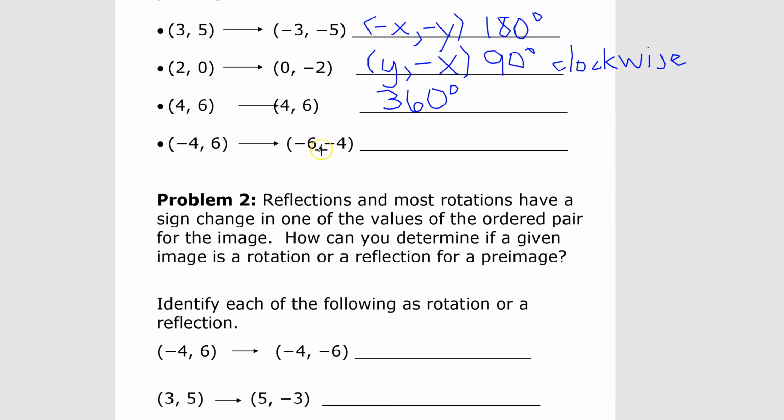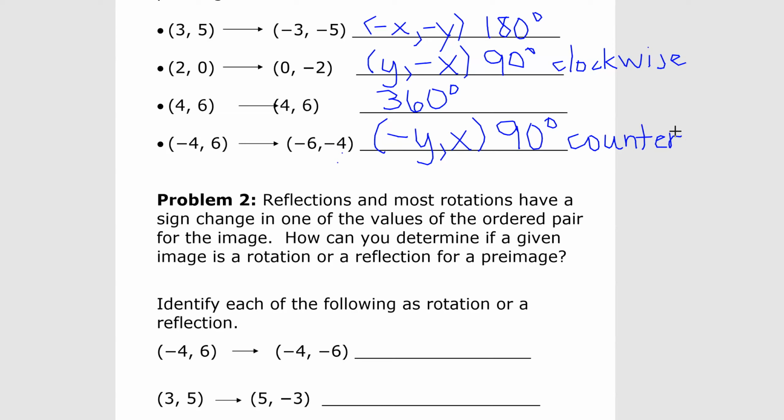It's been changed to -6, -4. If you'll notice, that rule there is -y, x. This 6 that's in the original y-coordinate becomes a -6. That's where the -y comes from. The x-coordinate, which is -4, just moves to the y-coordinate without changing to its opposite. Well, that is a 90-degree rotation, but in the counterclockwise direction. I'm just going to put counter because it's so hard to write on that.